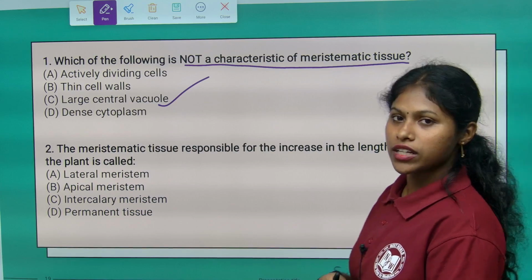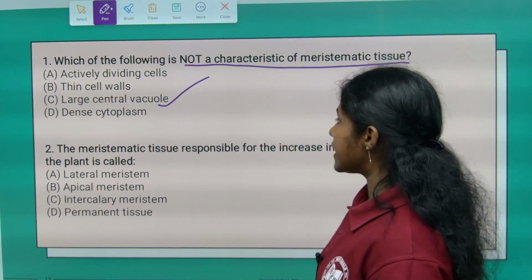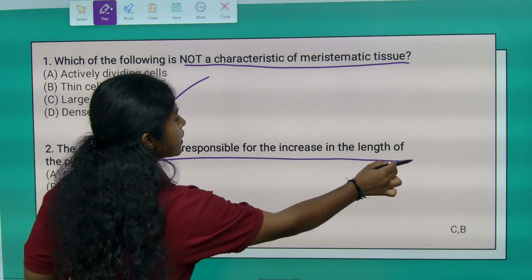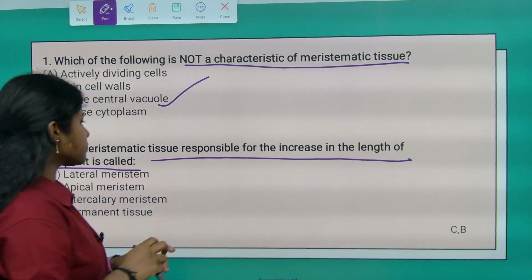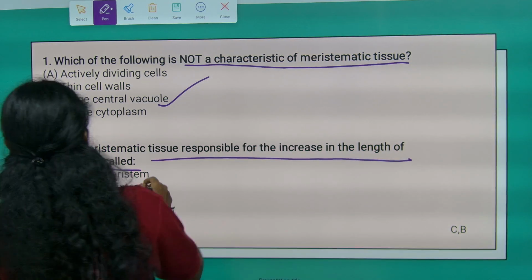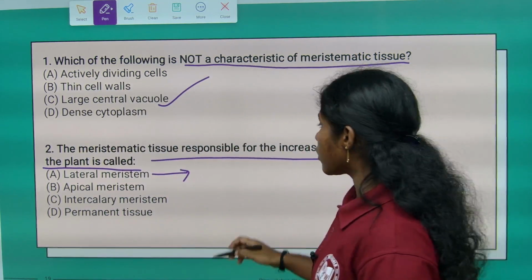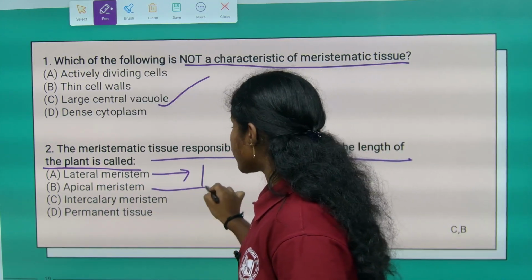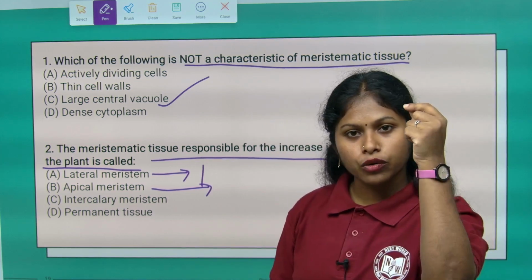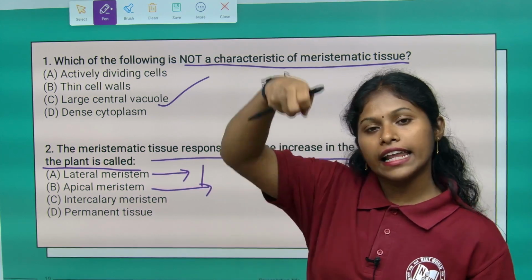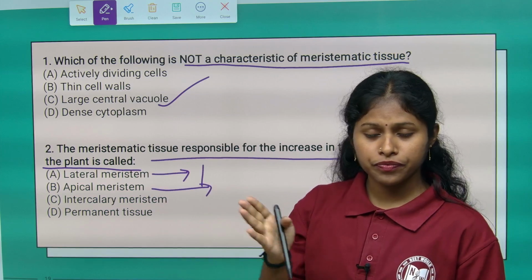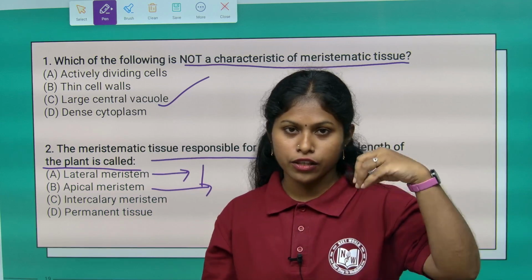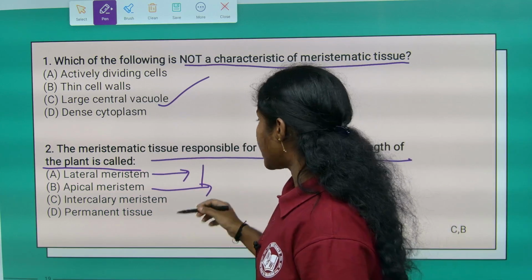Coming to the next question: the meristematic tissue responsible for the increase in length of the plant is called. They are asking about the length of the plant. Is the lateral meristem involved in the length of the plant? No, because it is present on the sides of the plant. It is involved in the girth, right? So apical meristem. The apical meristem is present in the root tips and shoot tips. It increases the length. The primary growth of the plant is happening due to the apical meristem, because it is present in the root tips and also shoot tips. That is why the answer is apical meristem.